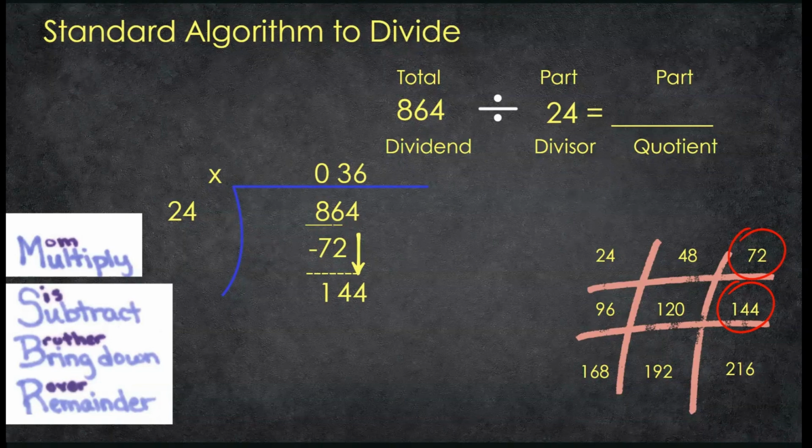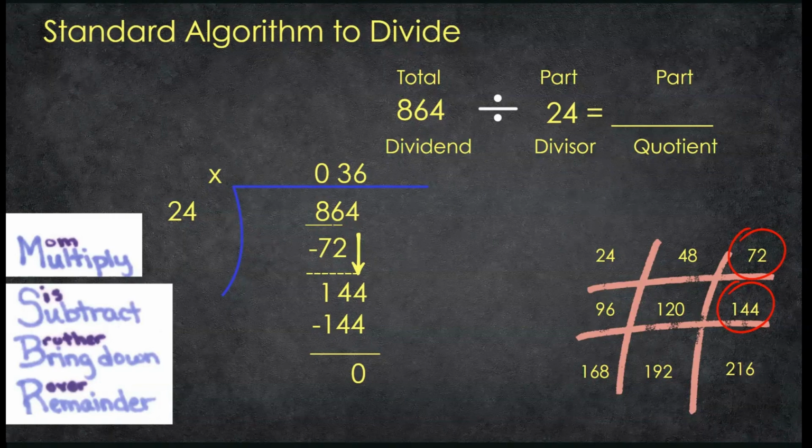So I'm going to go ahead and write 6 in the ones place, multiply it out, which is 144, subtract it, and that's going to give me 0. So since there's nothing left to bring down, I don't have a remainder, so I don't need to bring that up and include it in my quotient. I'm all done with my problem. There are 24 groups of 36 in 864, so 36 is my quotient.